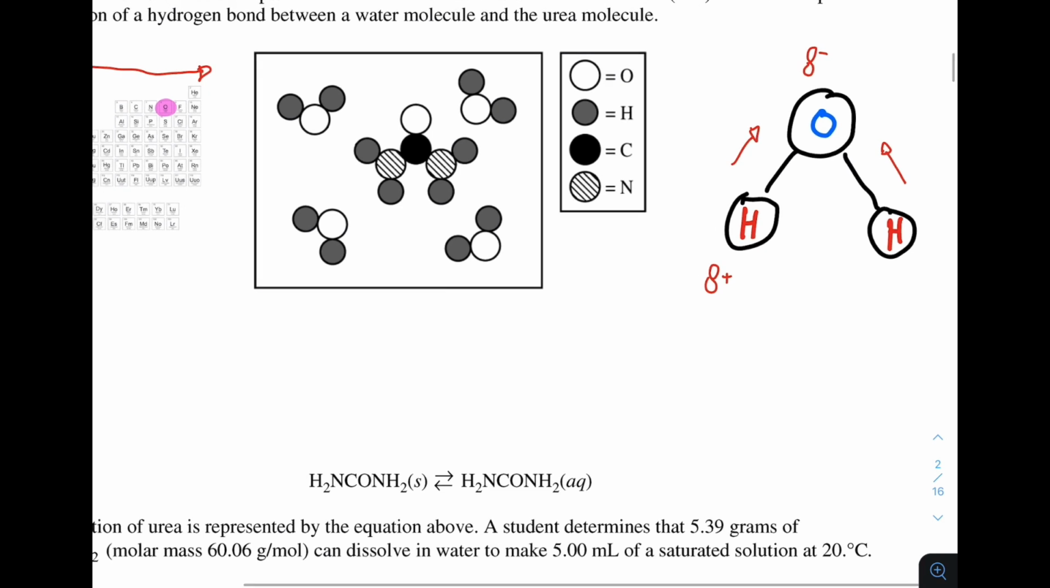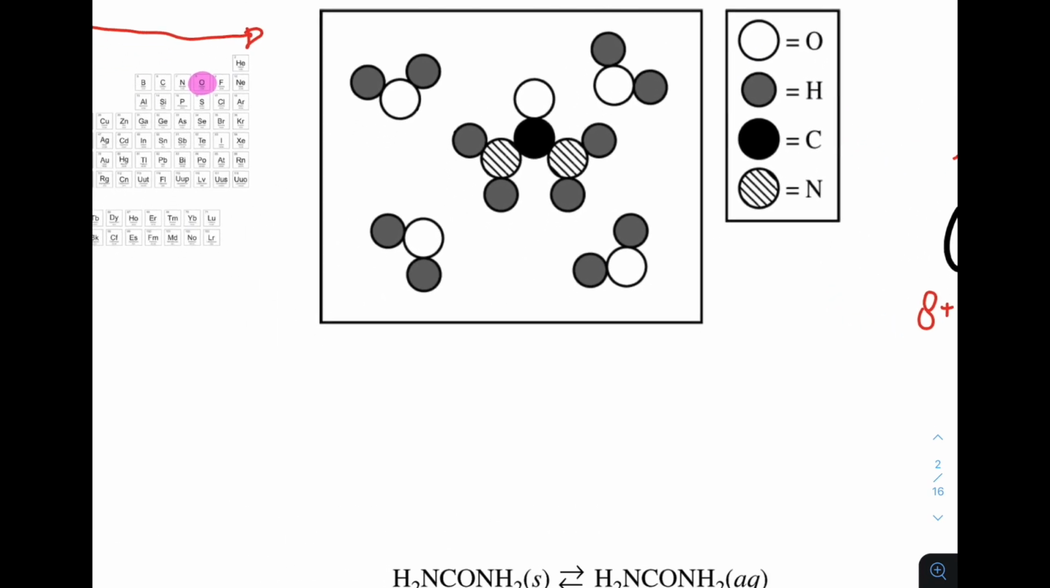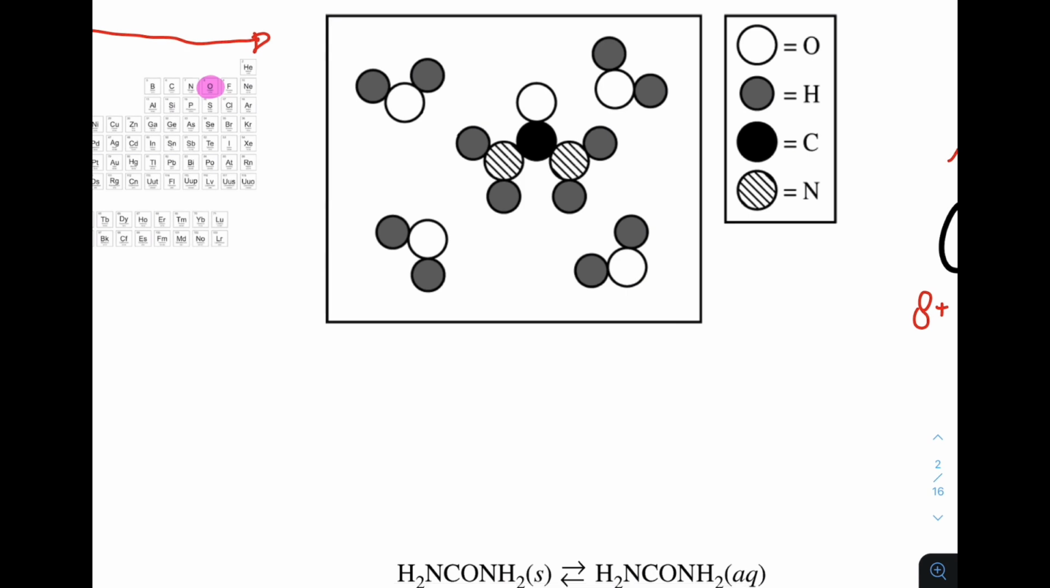So knowing that, we can see that a partially negative oxygen is going to be attracted to a partially positive hydrogen. So here's the urea molecule in the center, and again, these hydrogens are going to be partially positive and these oxygens are going to be partially negative. Can you see where I'm going with this? The answer to this question is to draw a line between the only logistical spot that has a partially positive and a partially negative atom connected, which is right here.